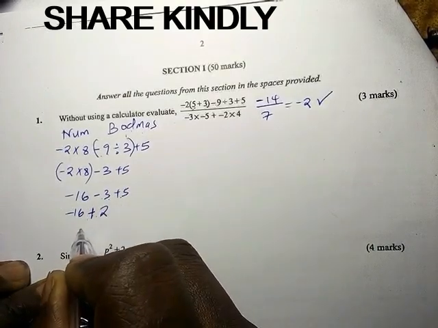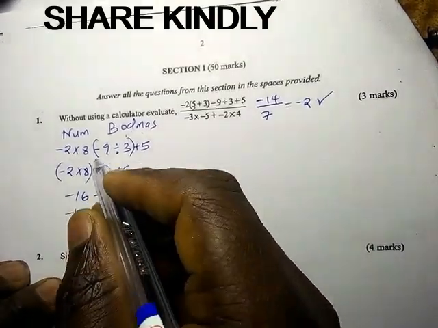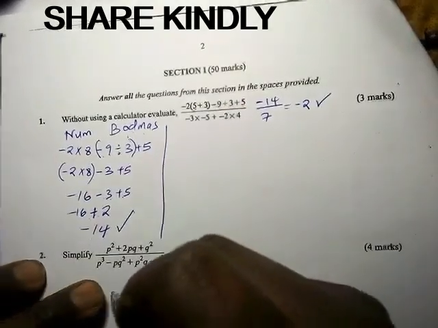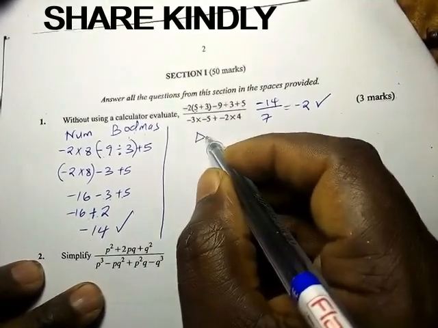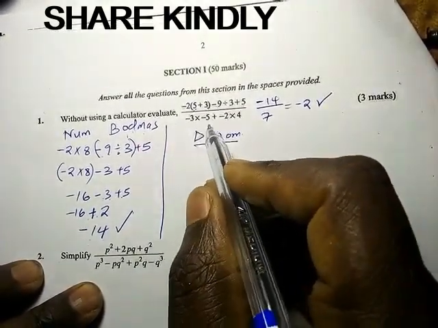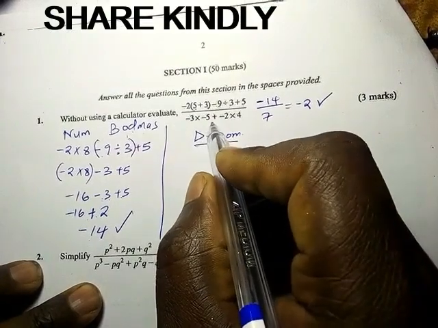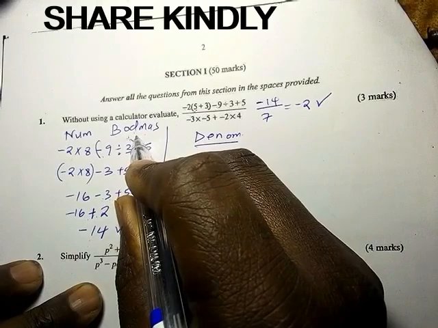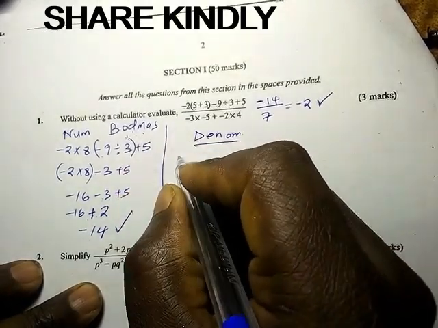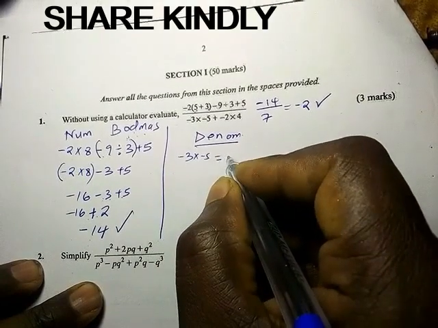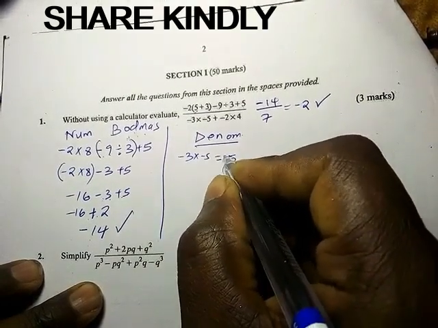And then finally, the answer here is going to be negative 14 in the numerator. Now, up to here, you will score your marks. Then now the denominator, you do the same. We are going to start with multiplication in BODMAS. We don't have division, we have multiplication. So that is negative 3 times negative 5, which is going to give us 15.